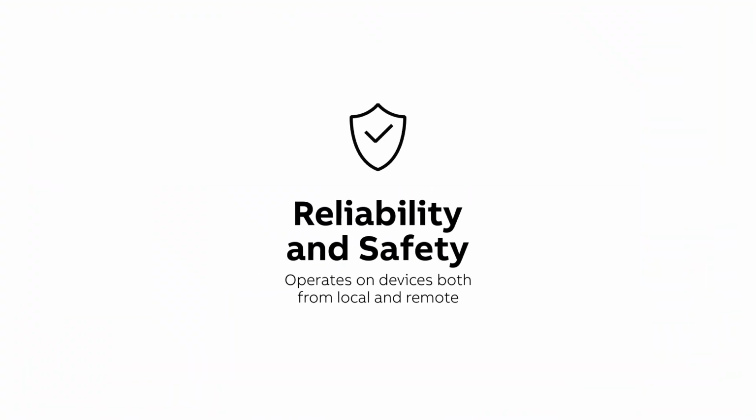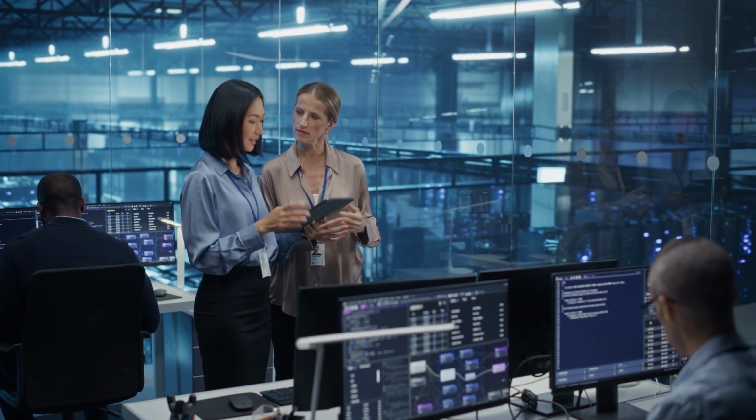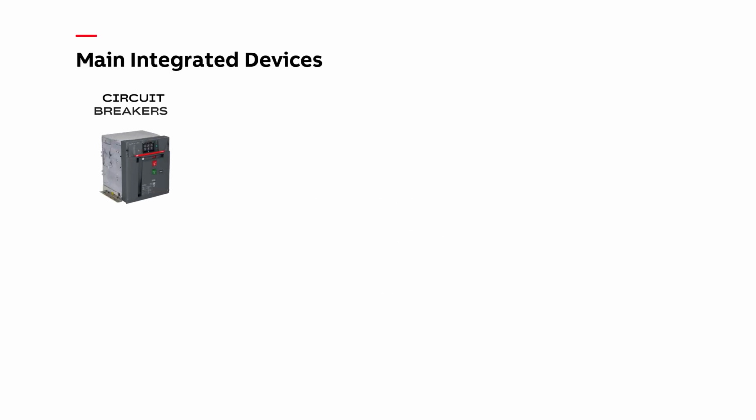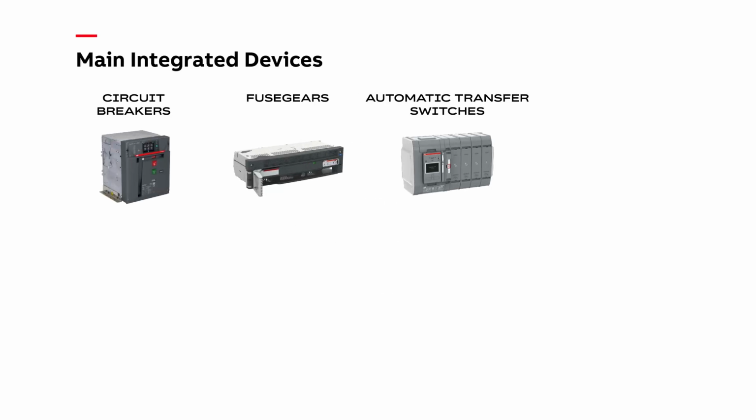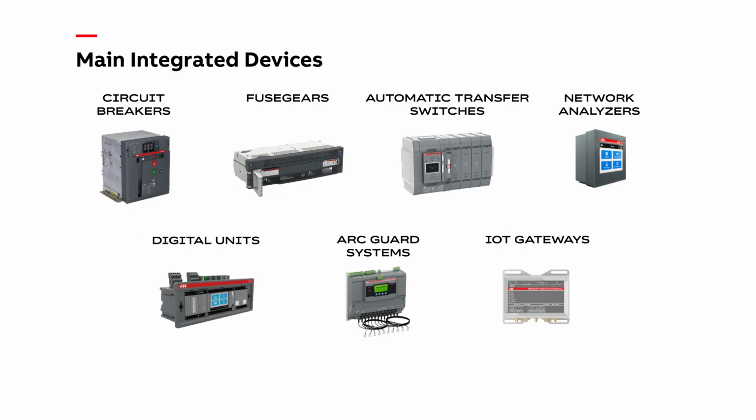In different situations and complex use cases, Ekip Connect operates on devices both locally and remotely, ensuring reliability and safety in all conditions. For complex configuration projects, Ekip Connect ensures connectivity between multiple devices through customizable logic options. It allows the user to design projects according to specific needs, using various views. Ekip Connect is engineered to exchange data with one or more protection devices, including circuit breakers, fuse gears, automatic transfer switches, and many more.